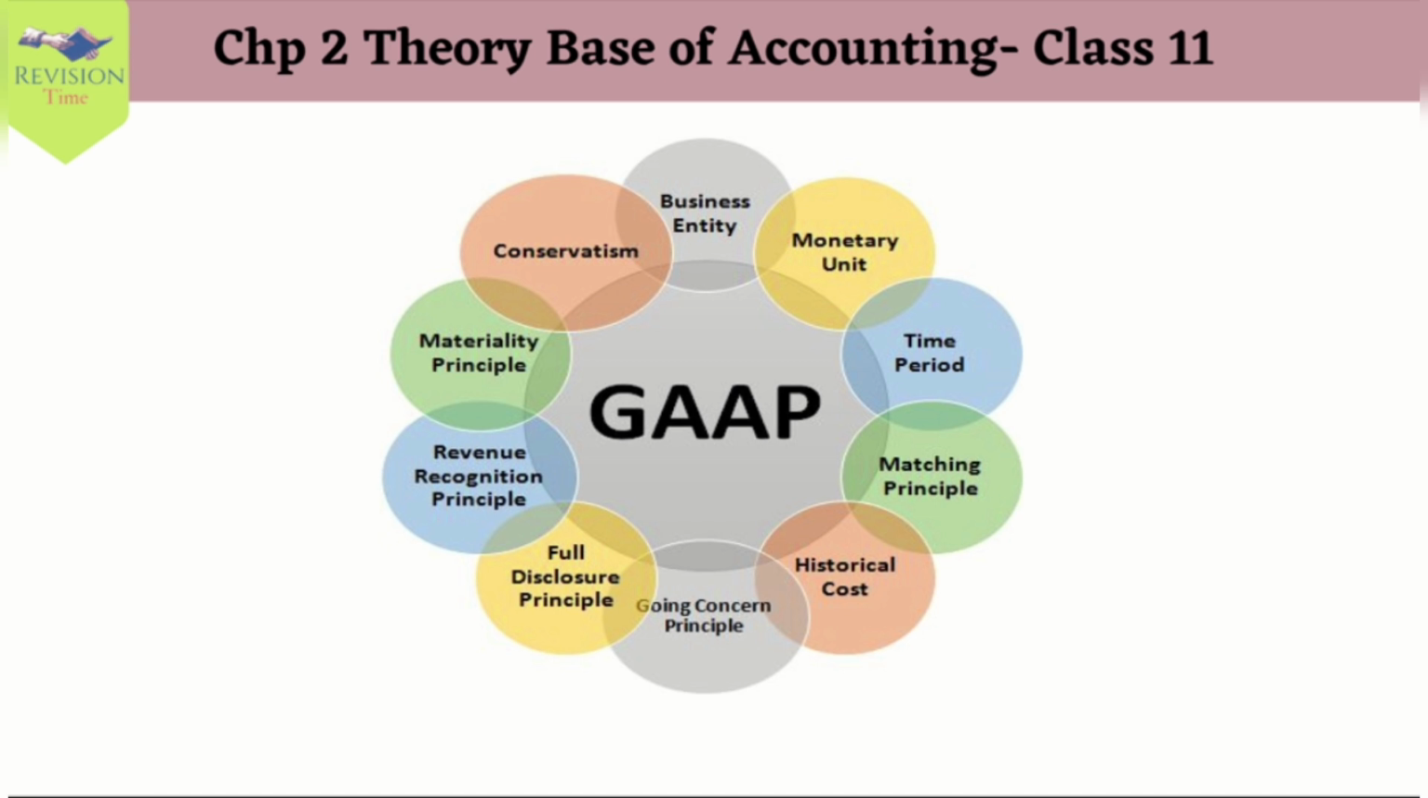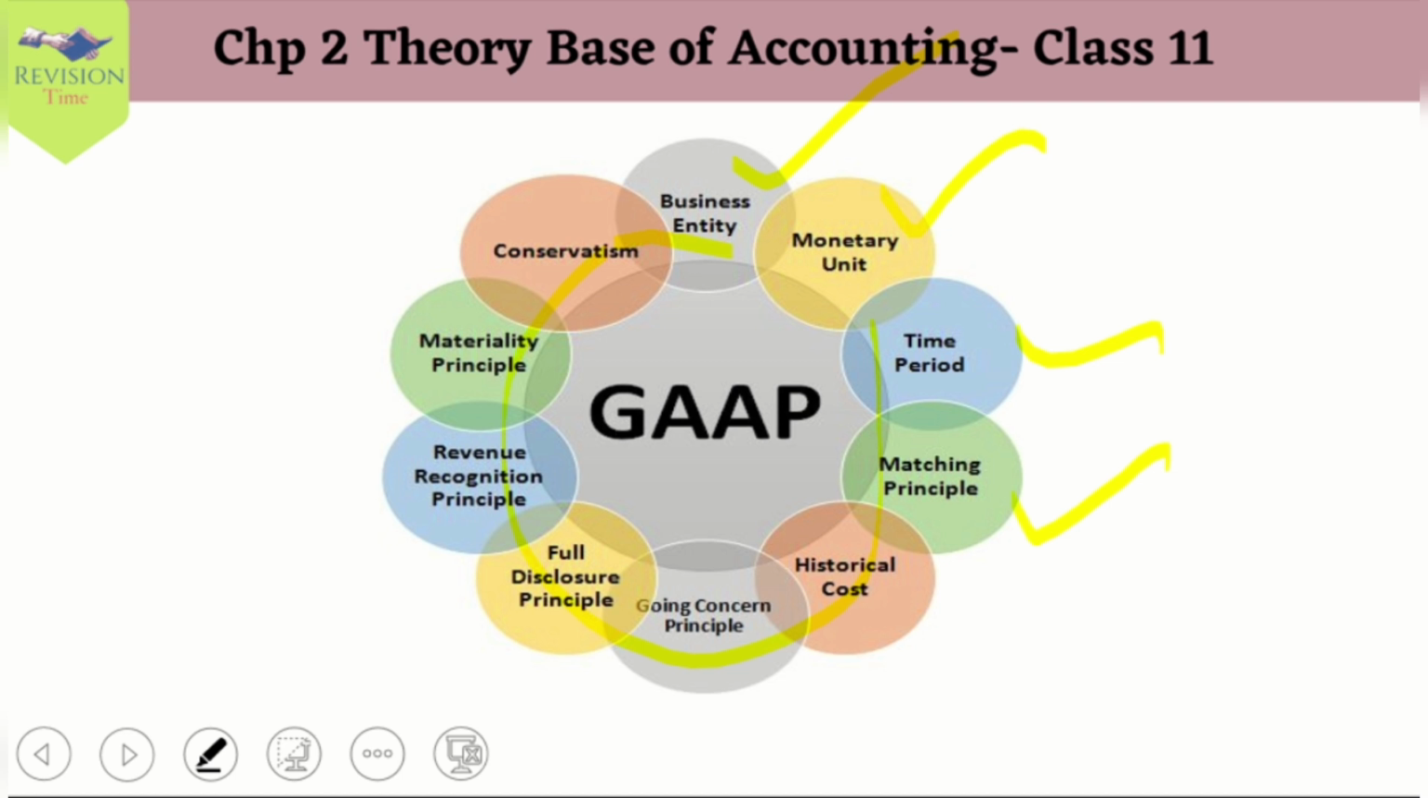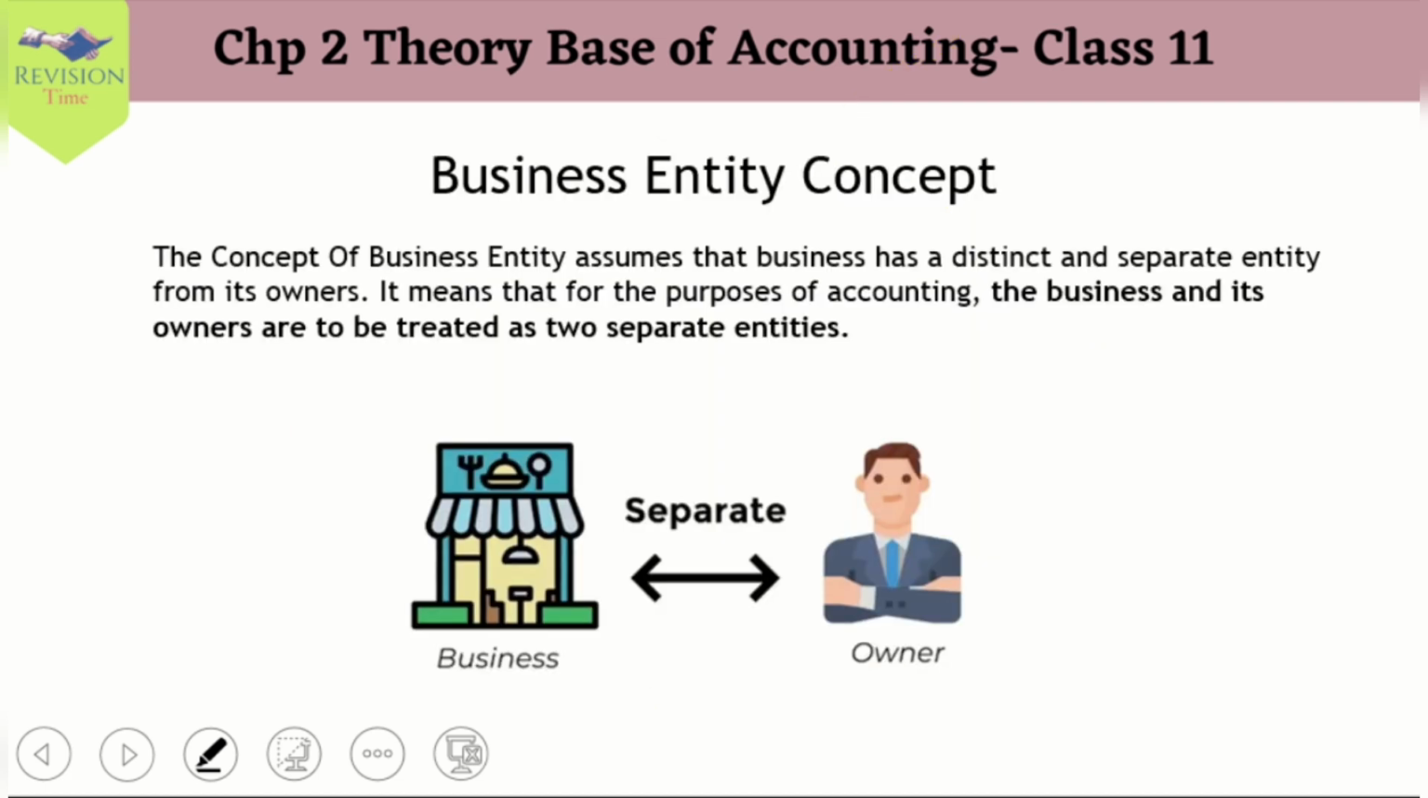These principles consist of concepts, ideas, assumptions and conditions on which the recording of financial transactions depends. We have a few of these concepts: business entity concept, monetary concept, time period concept, matching principle, historical cost concept, going concern concept, full disclosure principle, revenue recognition principle, materiality principle, and conservatism. Let us study these principles one by one and understand how each is helpful in recording transactions.